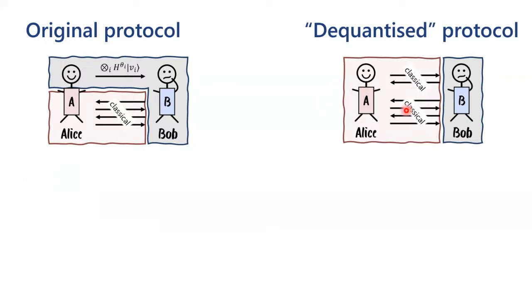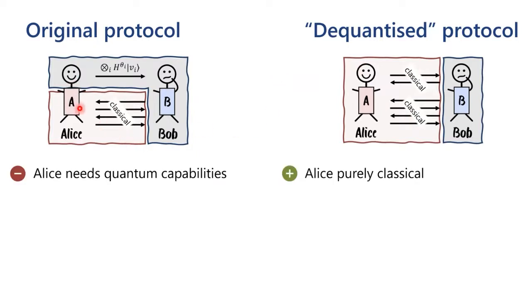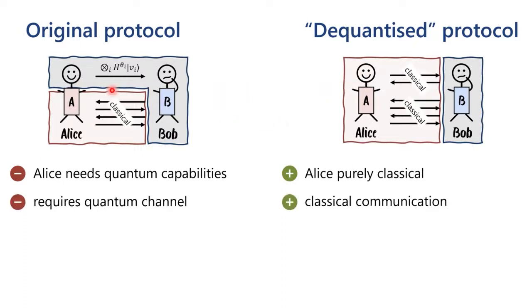Okay, so now let me tell you a little bit about what we gain and what we lose when we do this dequantization transformation. The obvious thing that we gain is that in the original protocol, Alice needs quantum capabilities in order to be able to prepare these random BB84 states and send them over. But in the dequantized protocol, Alice is purely classical. And likewise, the original protocol requires a quantum channel connecting Alice and Bob, but the dequantized protocol only requires classical communication. So in principle, you could just run it over the internet if you like. So this is the good part.